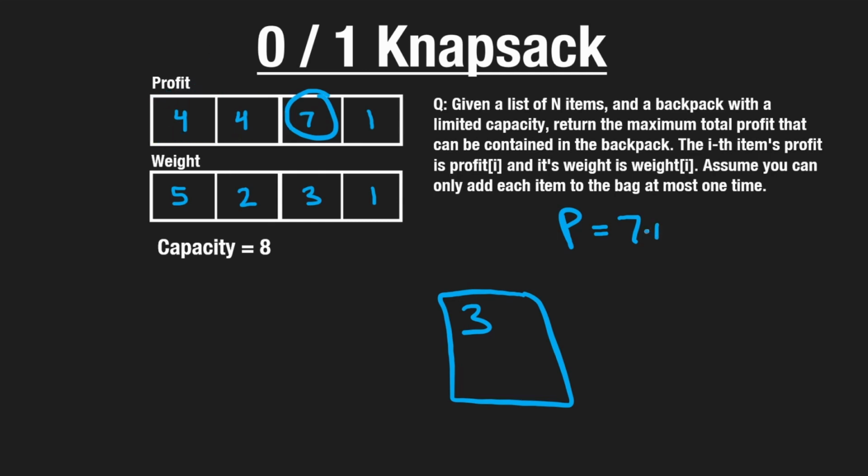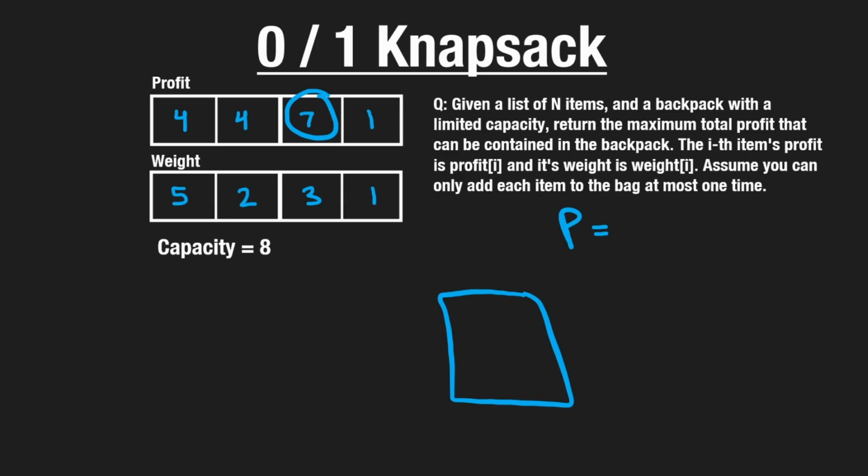We add 4 to our profit, but the weight is 5. So now we have 2 items in our bag, weight 3 and weight 5. We filled up the capacity. We can't add anything more. So the total profit we got was 11. Is this the solution? Is that the maximal profit we could have possibly gotten?